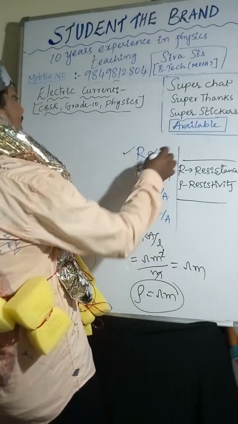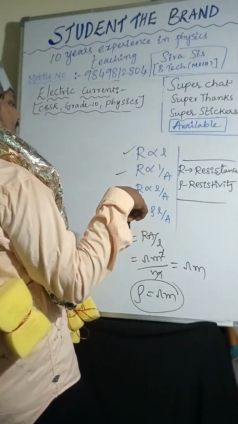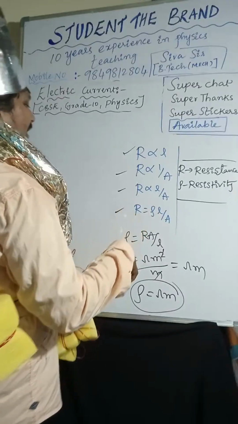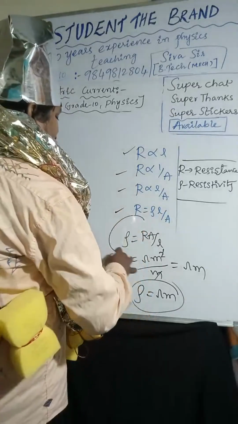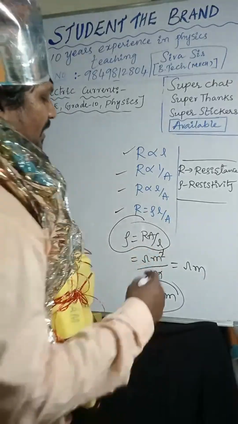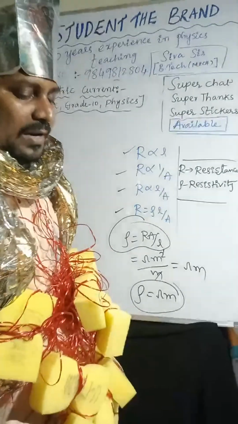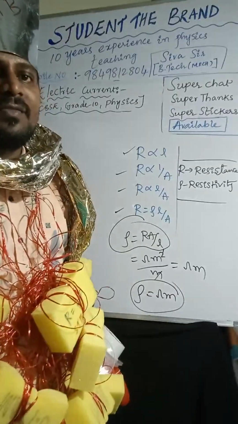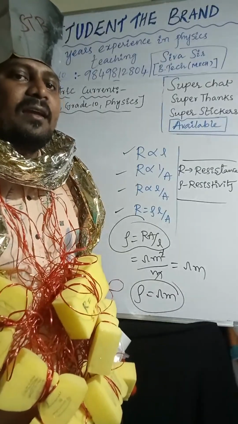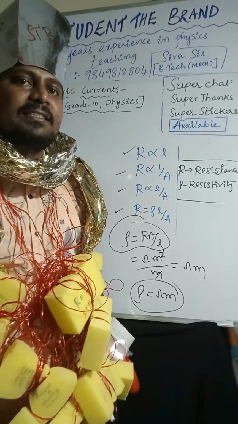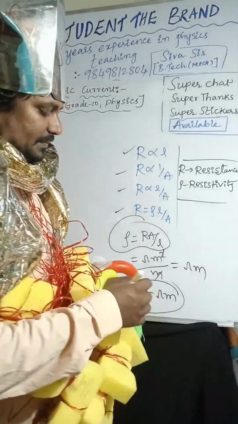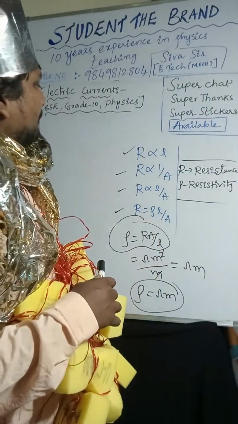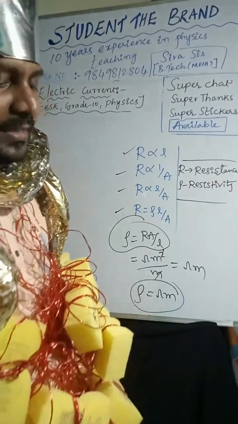Resistance is directly proportional to the length of the conductor. Resistance is inversely proportional to the area of cross section. R is directly proportional to L by A. R equal to rho into L by A, so rho equal to RA by L. Ohm meter square by meter gets cancelled, and we get ohm meter. SI unit of resistivity is ohm meter. Yes or no? So this is about resistance and the factors it depends on.